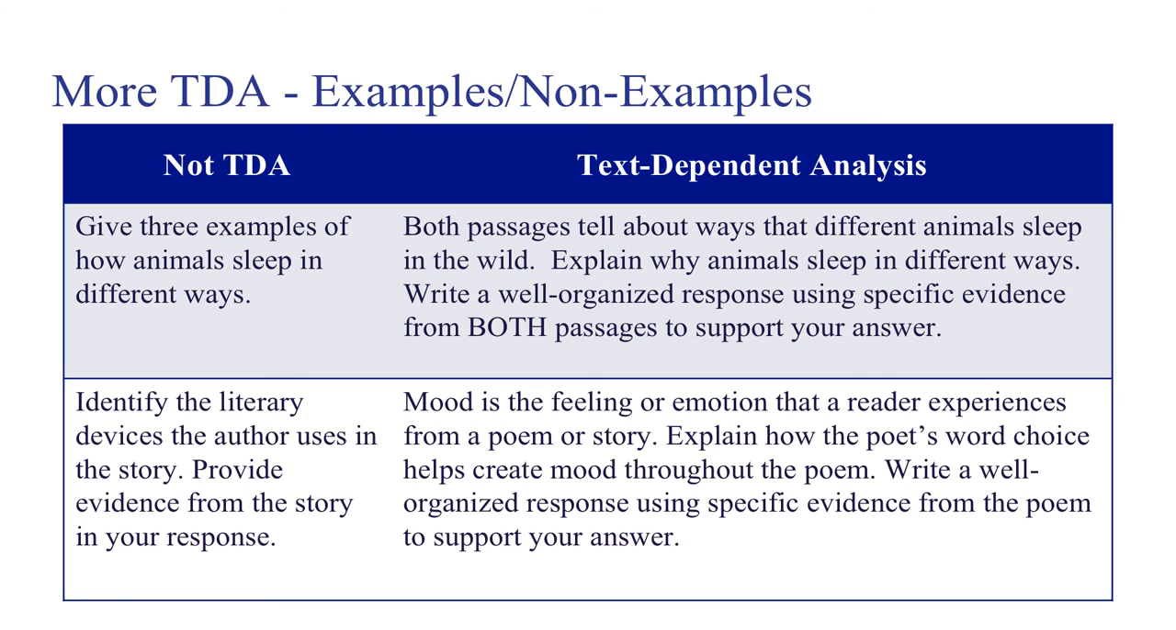When we look at the text-dependent example, follow along while I read this one. Mood is the feeling or emotion that a reader experiences from a poem or story. Explain how the poet's word choice helps create mood throughout the poem. Write a well-organized response using specific evidence from the poem to support your answer. Now, the difference between the non-example and example is that the example identifies specifically the literary device of mood. So they're only going to be working with that device.